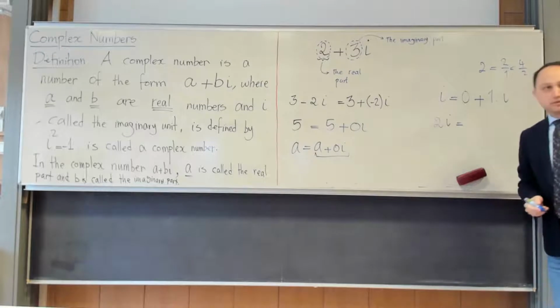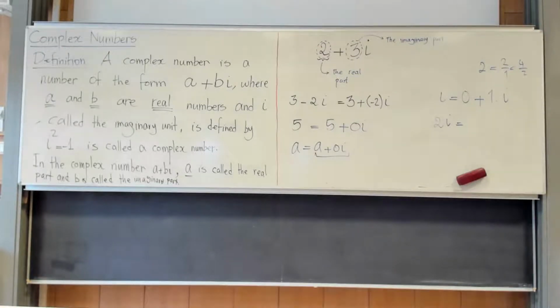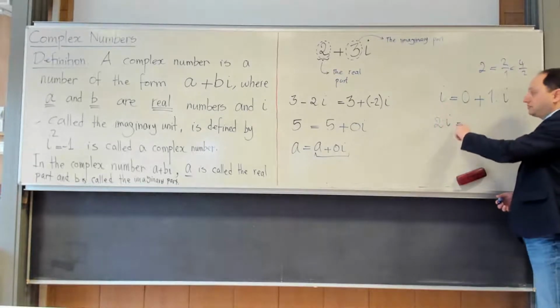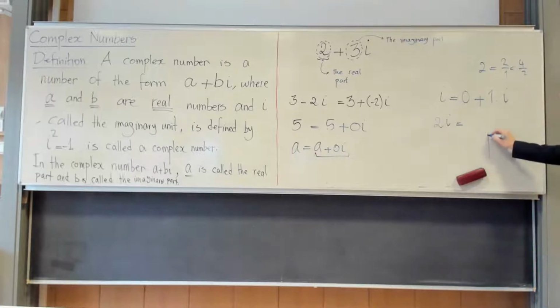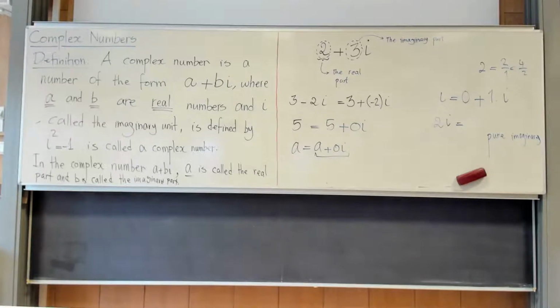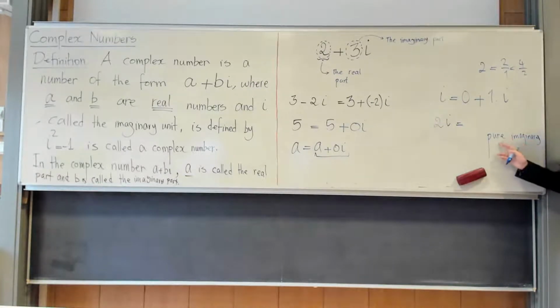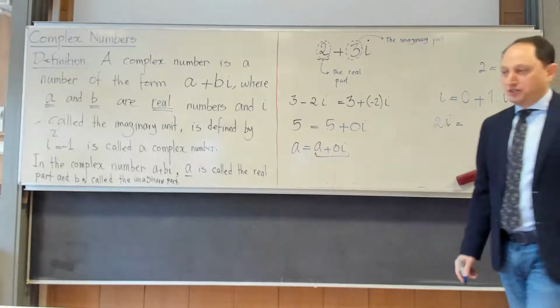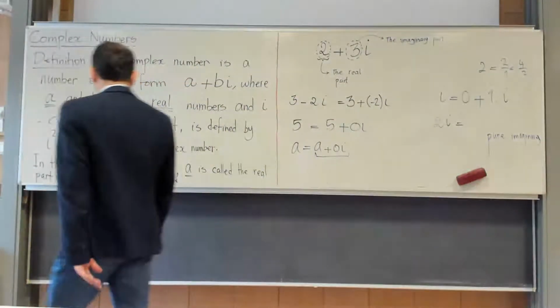What is the real part of 2I? 0. What is the imaginary part? 2. The numbers that are complex, but whose real part is 0, are called pure imaginary. So what is a pure imaginary number? A pure imaginary number is a complex number whose real part is equal to 0. These are just words. These are not something very hard. I'm just defining these words for you.